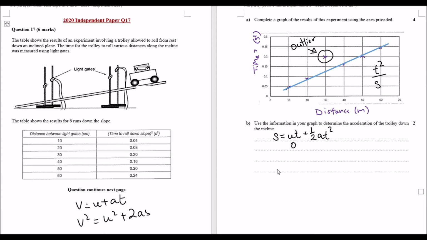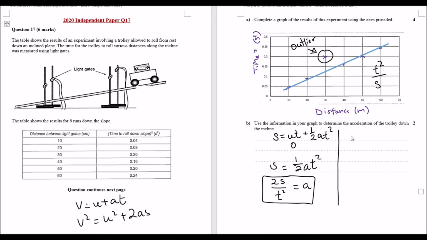Okay, so it will be s equals half at squared. Rearrange the equation, so I get 2s over t squared equals acceleration. So this formula is that. Now, what we can see here with our gradient line is it's t squared over s.